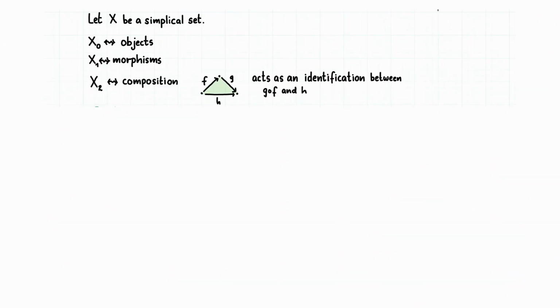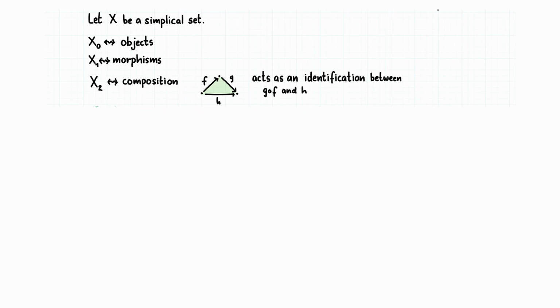So now, given a simplicial set, how do you get a category out of it? You can do that by using the inspiration from the nerve of a category. You can take your objects to be the zero simplices. You can take your morphisms to be the one simplices. And the two simplices are going to talk about the composition.